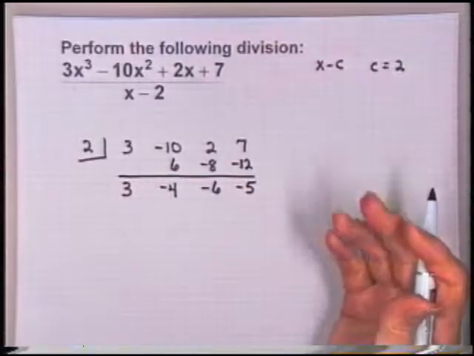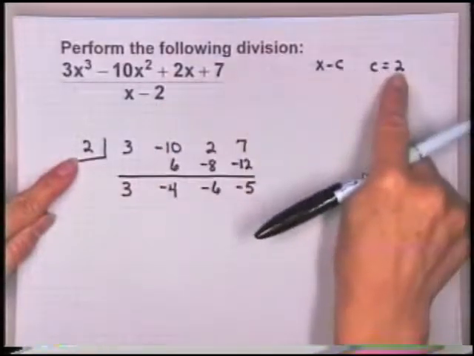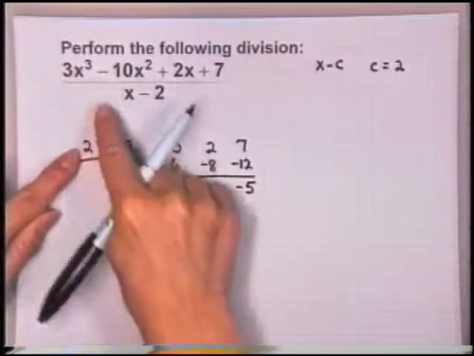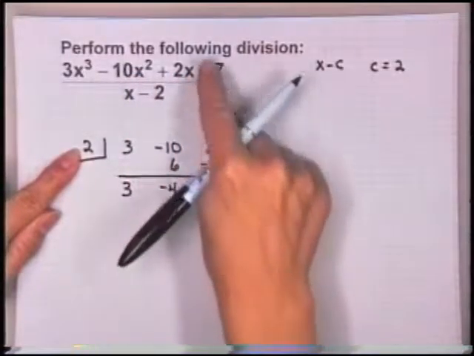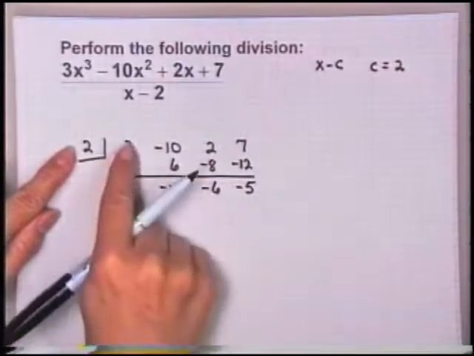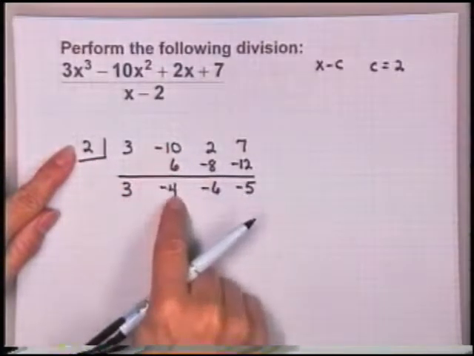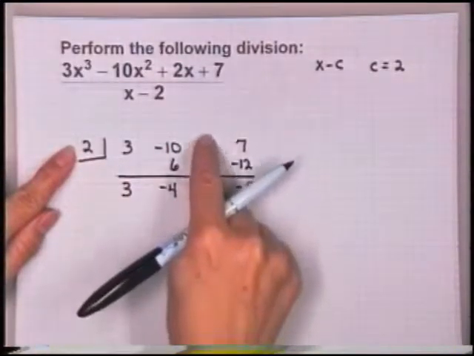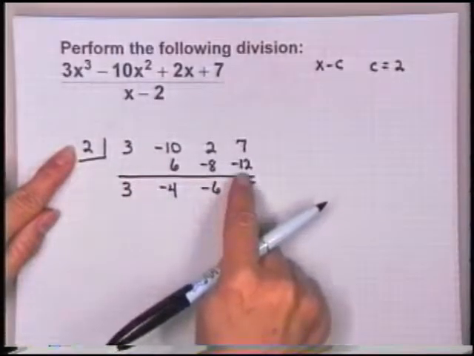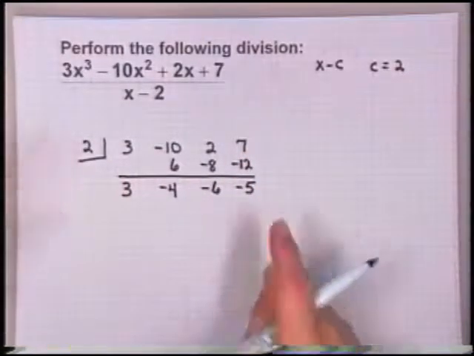Okay? Now, this process is real simple. What did we do? We figured out what c was and put it here. We brought our coefficients only down, and then here's what you have to remember. Bring the first one down, and then you're just multiplying and adding. Multiplying, adding. Okay?